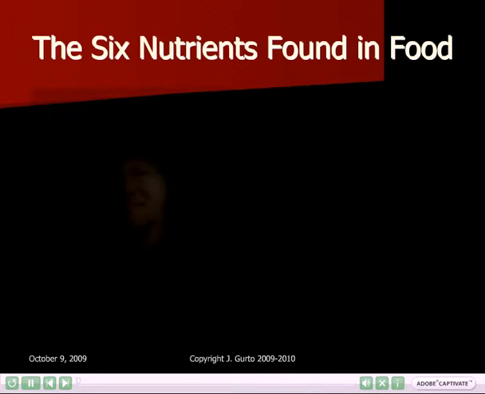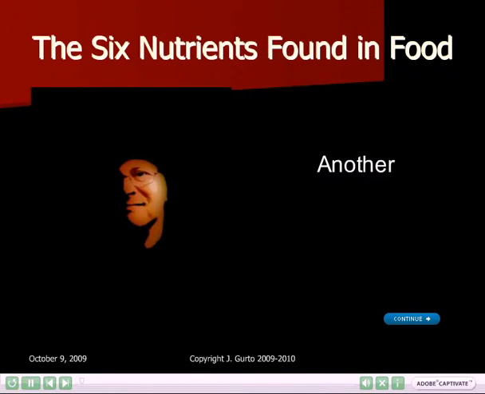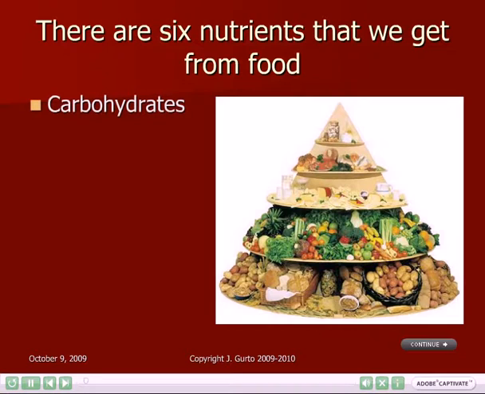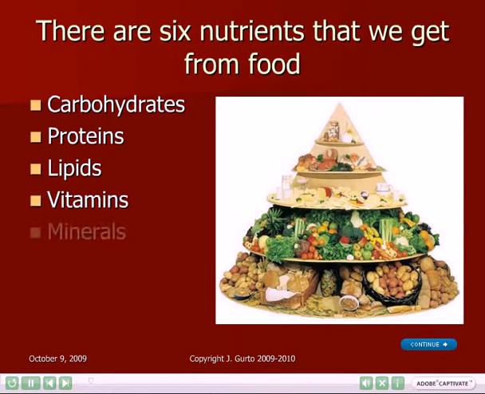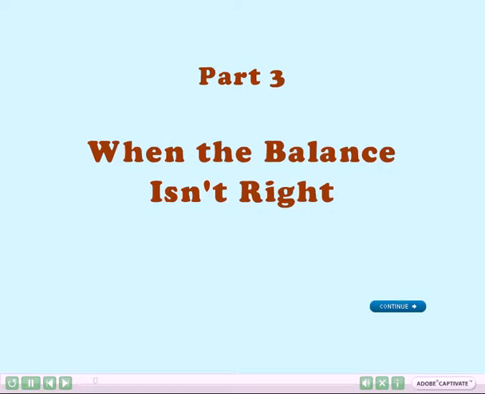Let's continue to learn about the 6 nutrients that are found in food. To review, the 6 nutrients that we get from food include carbohydrates, proteins, lipids, vitamins, minerals, and water. It's important to maintain the right balance of these nutrients in order to have good health. Let's have a look at what happens when the balance isn't right.